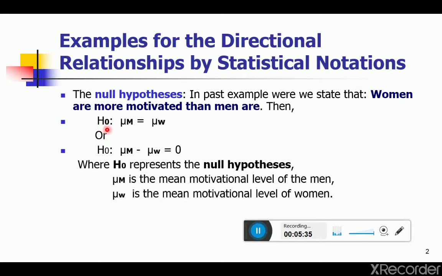So now we want to put this statement into a null hypothesis, and here you can see the H naught, the null hypothesis: the average motivation level of men is equal to the average motivation level of women. In other words, the difference is zero. We can say H naught: mu m minus mu w, the motivation level of men minus the motivation level of women, equal to 0.